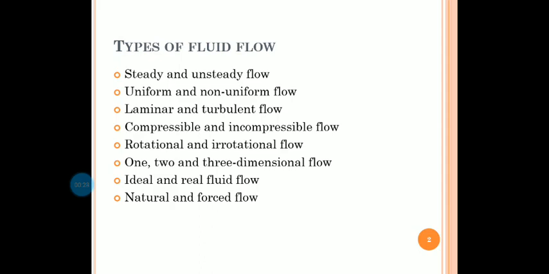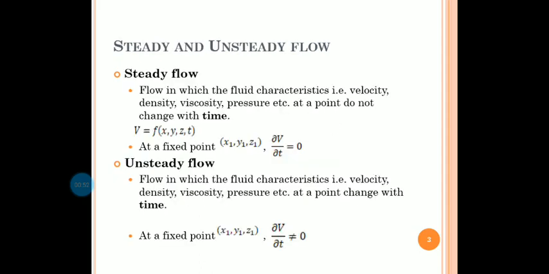So various types of fluid flow are listed over here, and namely these are steady and unsteady flow, uniform and non-uniform flow, laminar and turbulent flow, compressible and incompressible flow, rotational and irrotational flow, 1, 2 and 3 dimensional flow, ideal and real fluid flow, and natural and forced flow. So let us discuss these types of fluid flow one by one.